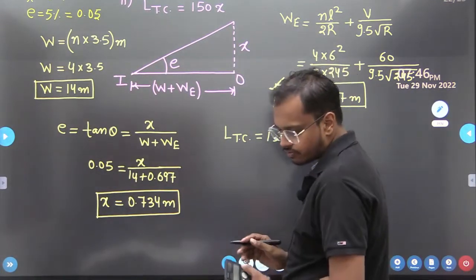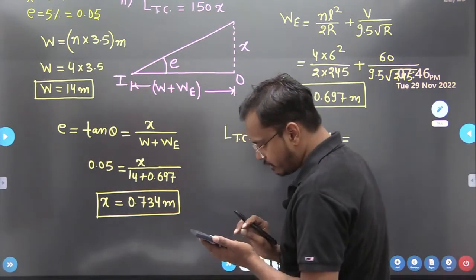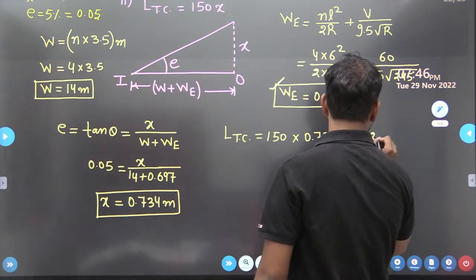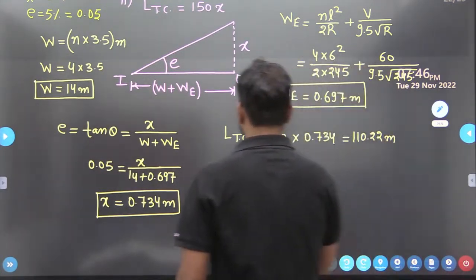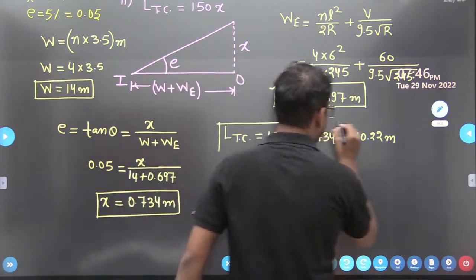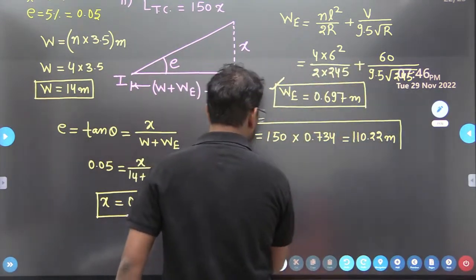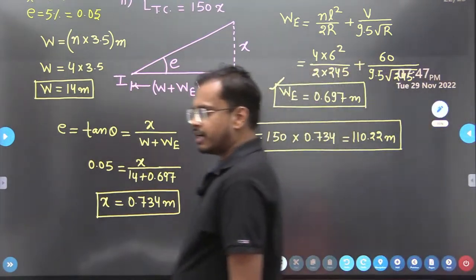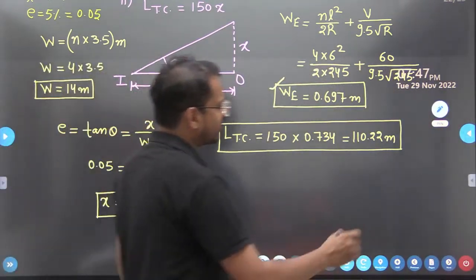Then what is the value of length of transition curve? 150 multiplied by 0.734 is 110.22 meter. It is the length of transition curve on the basis of introduced super elevation, my dear friend. It is the second criteria. Now, what is the third criteria?